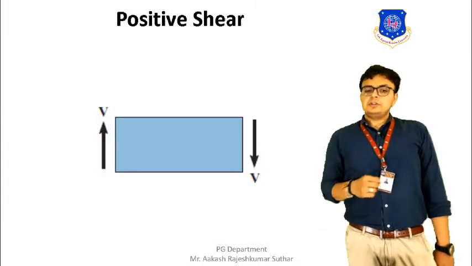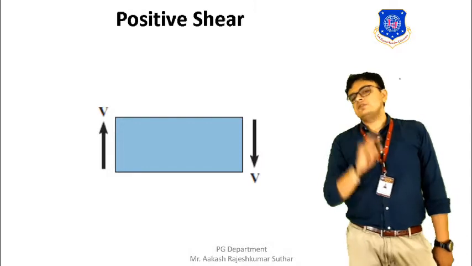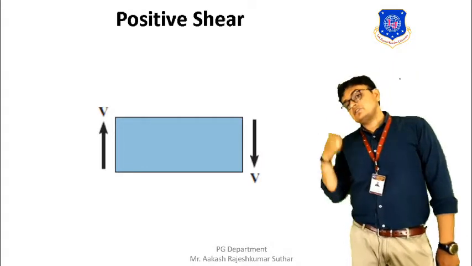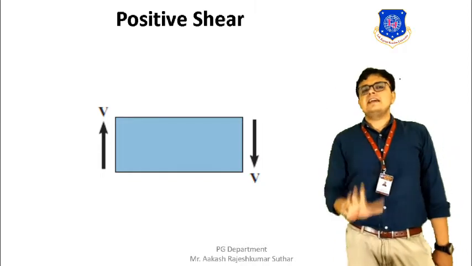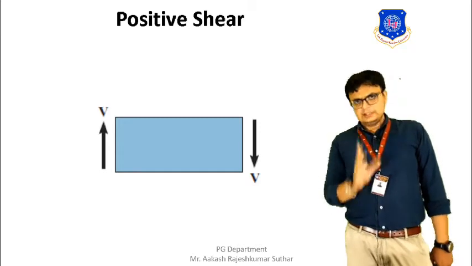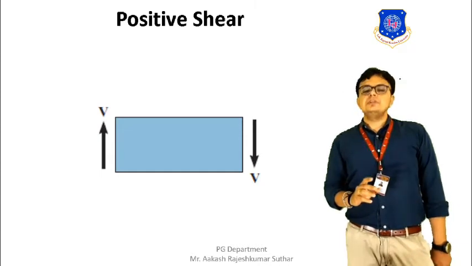Moving towards the positive shear. Whenever on the left hand side the shear force is in upward direction, and on the right hand side the shear force is in downward direction, then whenever such an arrangement occurs in a beam regarding the shear force, such a shear force is termed to be the positive shear force.